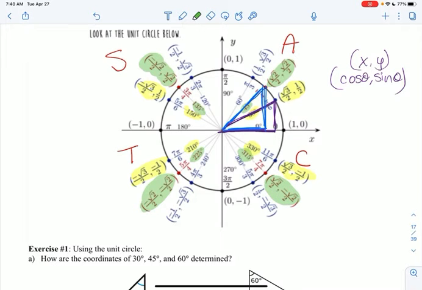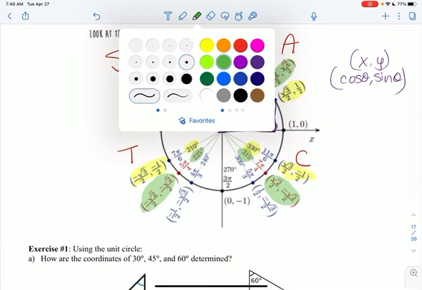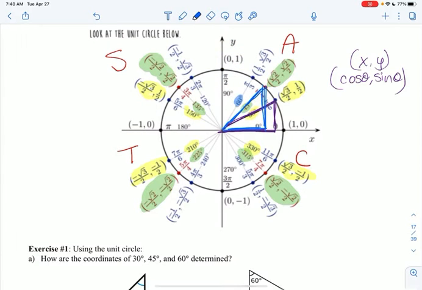And in the fourth quadrant, sine is negative. So you can see that the y-coordinate is negative. And then the last one: all of these have a reference angle of 60. So 120 has a reference angle of 60, so they're all going to be negative 1/2 and radical 3 over 2. 240 has a reference angle of 60, and 300 has a reference angle of 60.